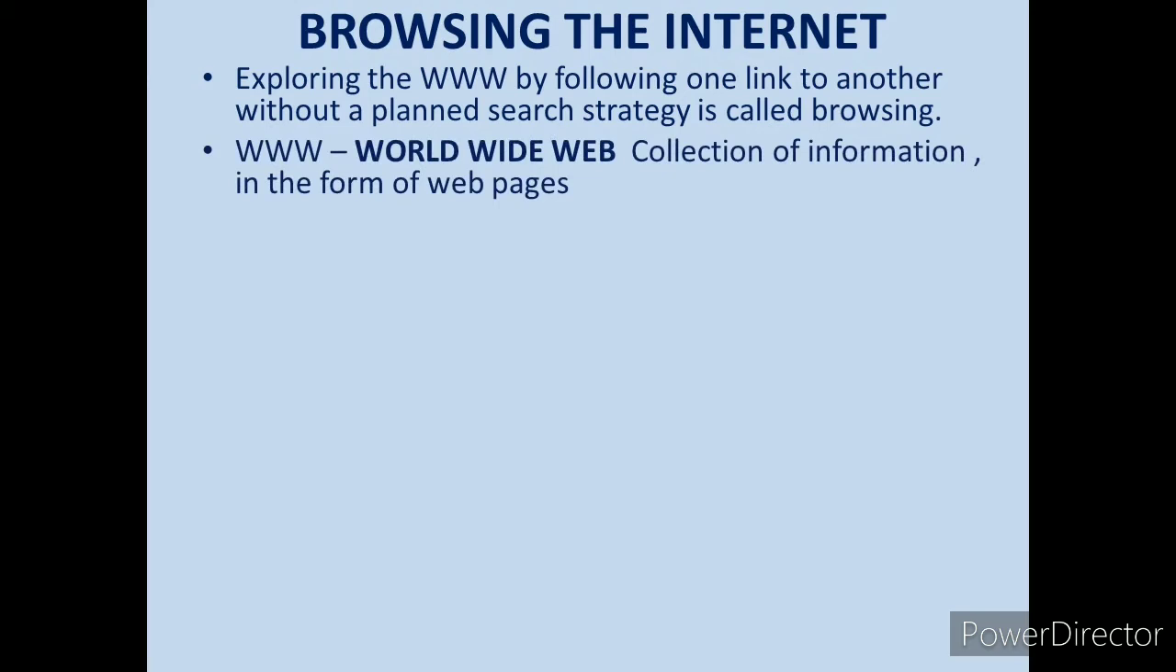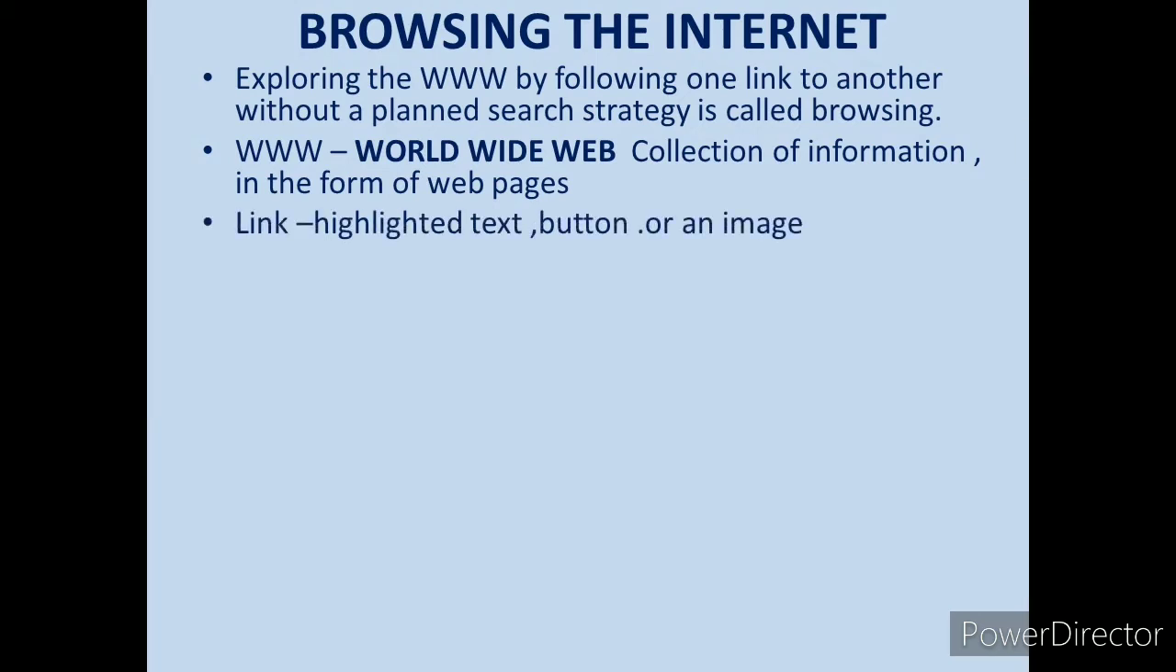Okay, now what is World Wide Web? World Wide Web is a collection of information in the form of web pages. All the information is collected on the internet in the form of web pages, and this collection of web pages is known as World Wide Web.